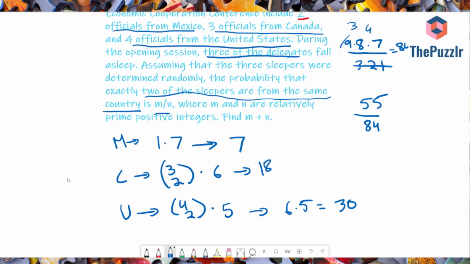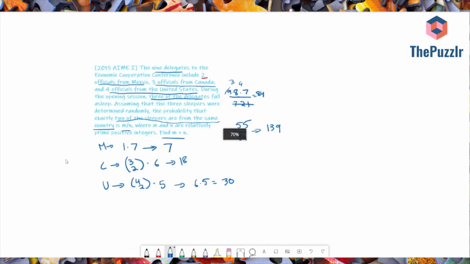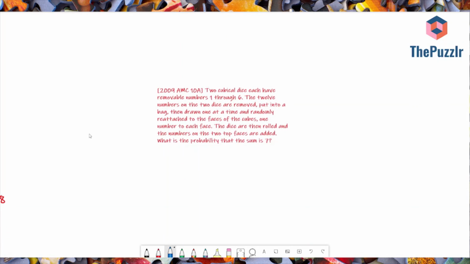55 is divisible by 5 and 11. 84 is not divisible by 5 or 11. So we can't simplify this further. But that's not our answer. The question is asking to find m plus n. So that's going to be 55 plus 84, or 130 plus 9, so 139. And that's it. We just solved an AMC 12 problem. Good job, guys. Let's move on.